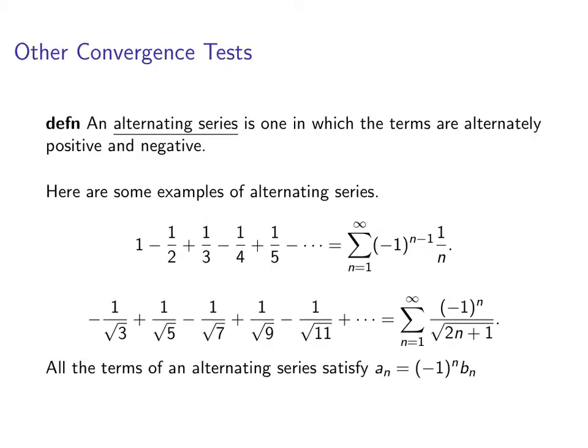So all the terms of an alternating series always satisfy a sub n equals minus 1 to the n b sub n, or a sub n equals minus 1 to the n minus 1 b sub n. So it sort of depends on if we want to start with a positive number or a negative number. And the b sub n's are going to be bigger than 0. Now this will be a common thing. We will often have to separate out the positive part of the alternating series, where you say, well, what if there weren't any minus signs? What would we have left?